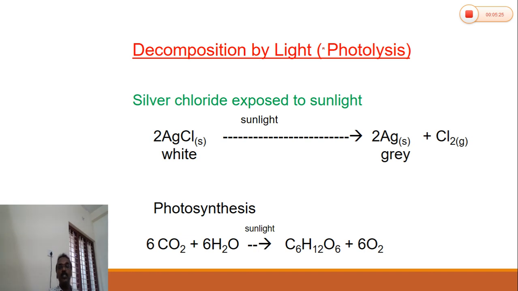Now, decomposition by light, that is photolysis. One example is silver chloride. When silver chloride is exposed to sunlight, silver and chlorine gas are released. The white color changes to gray. This gray is silver being deposited.